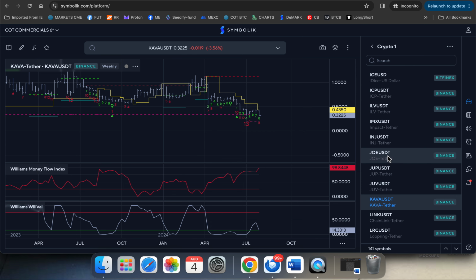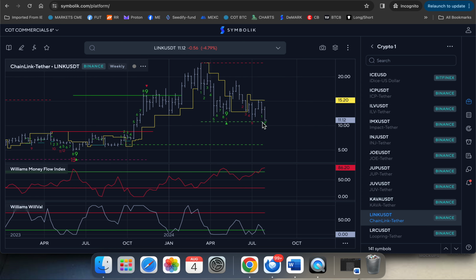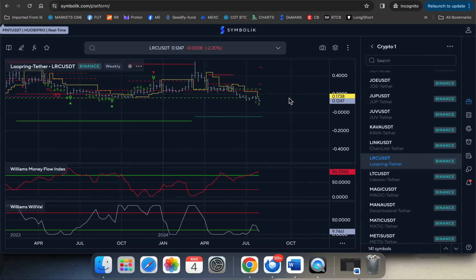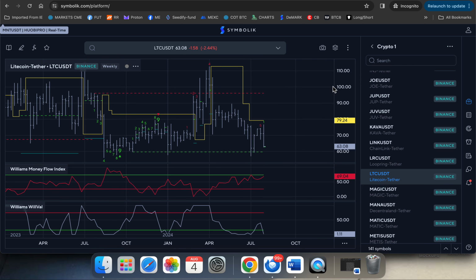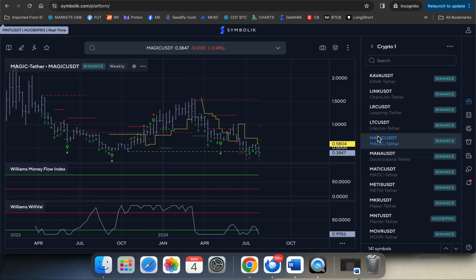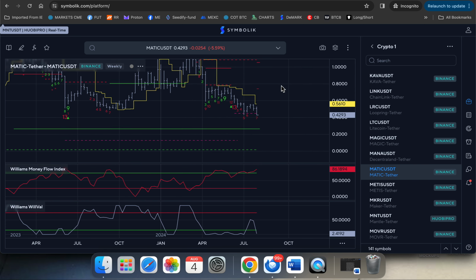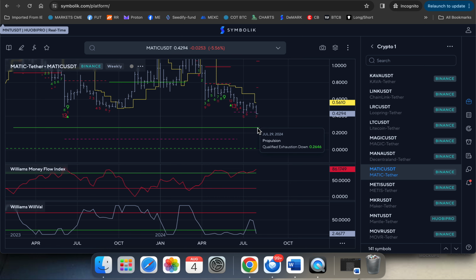Kava. I like 19 cents on Kava. Link. I'd throw in a little at 10.80, and I'd throw in another one at 6.10. Might put another bid in at 8.80 on Link. LRC, it's looking kind of weak. That's negative. I wouldn't mess with that. LTC, decent. It's kind of held support here at 59.70. Magic. Magic's decent. Eh, it's not holding support, but Mana, that's old. Matic, man, you might get Matic at 26, 27 cents. Could even go as low as 12.80. Could go as low as a penny.